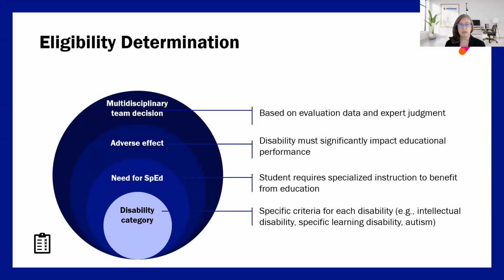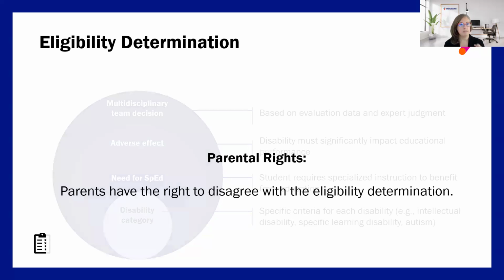I will just end this particular section by highlighting the fact that parents do have rights. Your newcomer families do have rights. They have the right to disagree with the eligibility determination, for example, and they ought to feel encouraged to speak up because school districts are required to engage families in this process and seek a resolution to any disagreement that crops up.